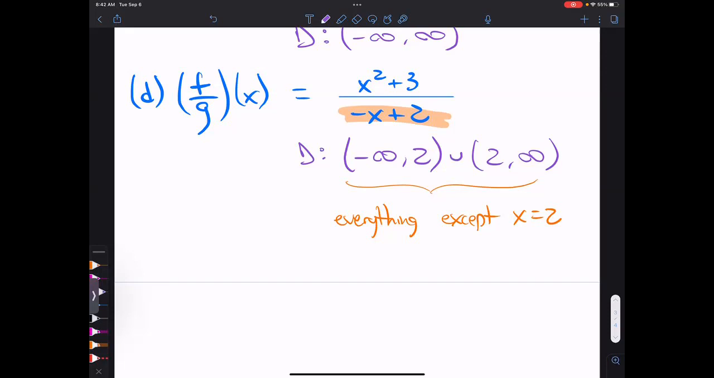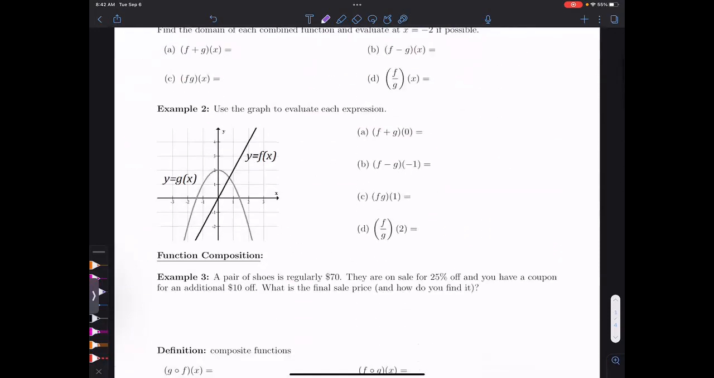Yeah, and like I said, this is just kind of a precursor. We'll do this in a lot more detail later on, talk about what it means, what it tells us, and that kind of thing. For now, we're just trying to avoid dividing by 0, basically. Okay, so what about doing this from a graph?